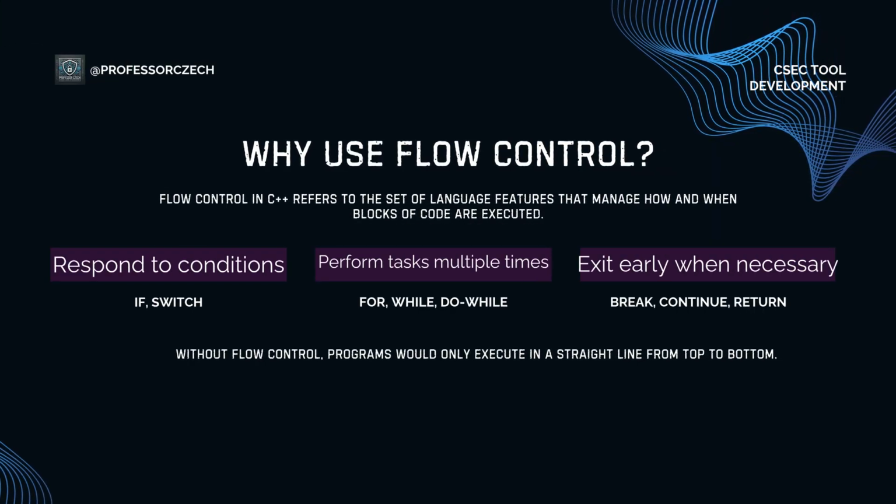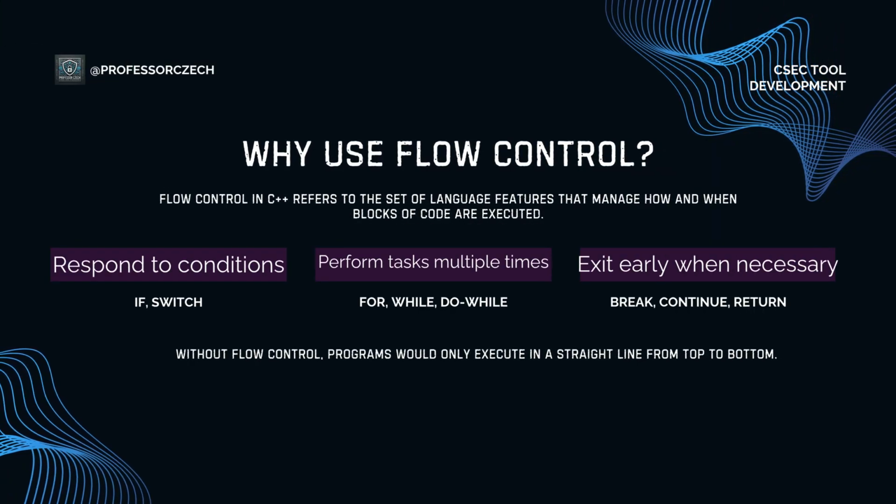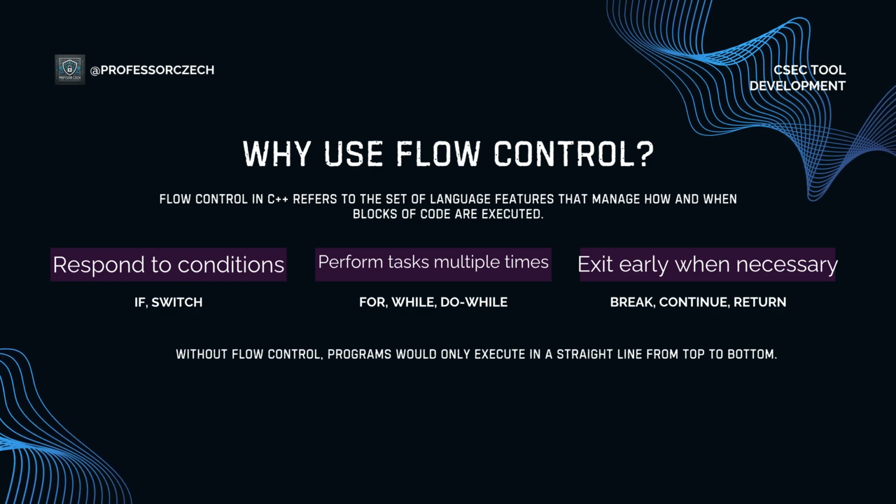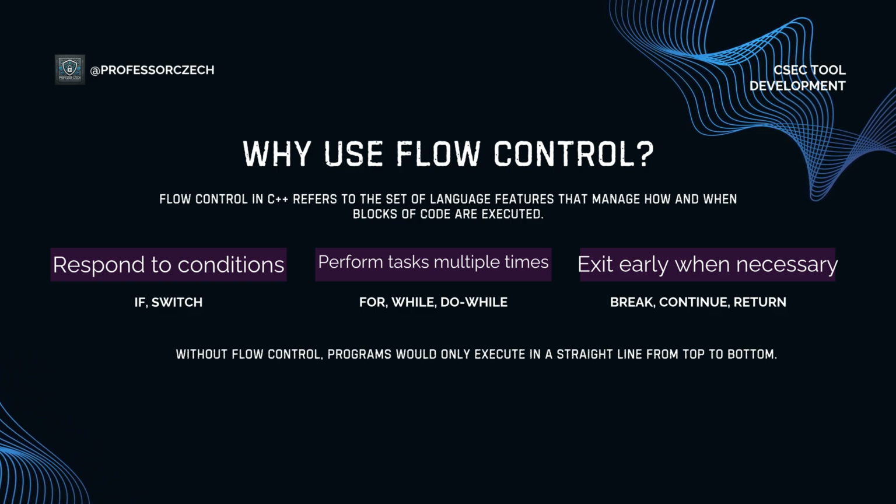So tell me why. Why would we use flow control? Well, you're using flow control because it allows your program to respond to conditions such as user input or errors, perform tasks multiple times, probably looking for a loop, or exit early when necessary. Condition met, why not just break out of that method or function or loop?